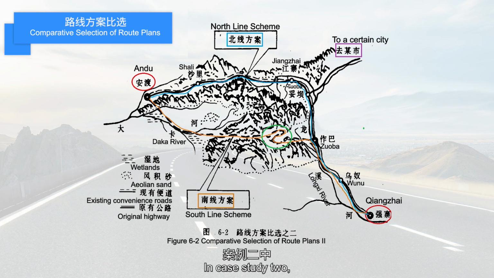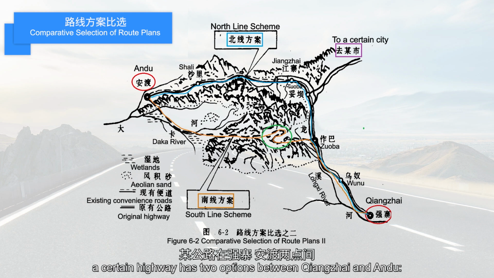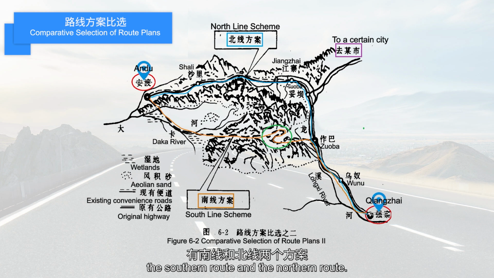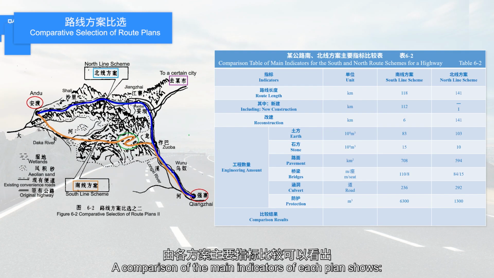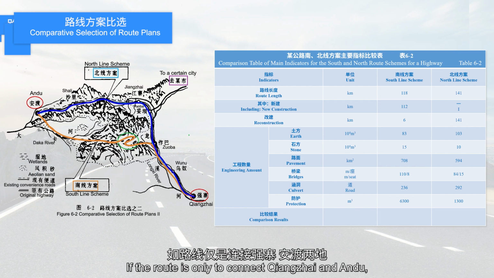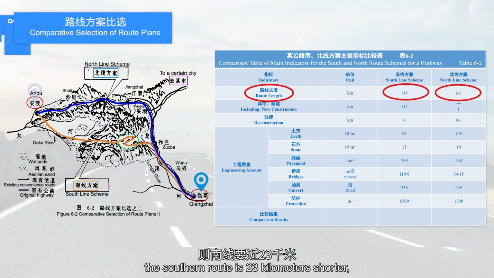In case study 2, a certain highway has 2 options between Qiangzhai and Andu, the southern route and the northern route. South line scheme, north line scheme. Comparative analysis of plans. A comparison of the main indicators of each plan shows that if the route is only to connect Qiangzhai and Andu, the southern route is 23 kilometers shorter, which is obviously much faster.